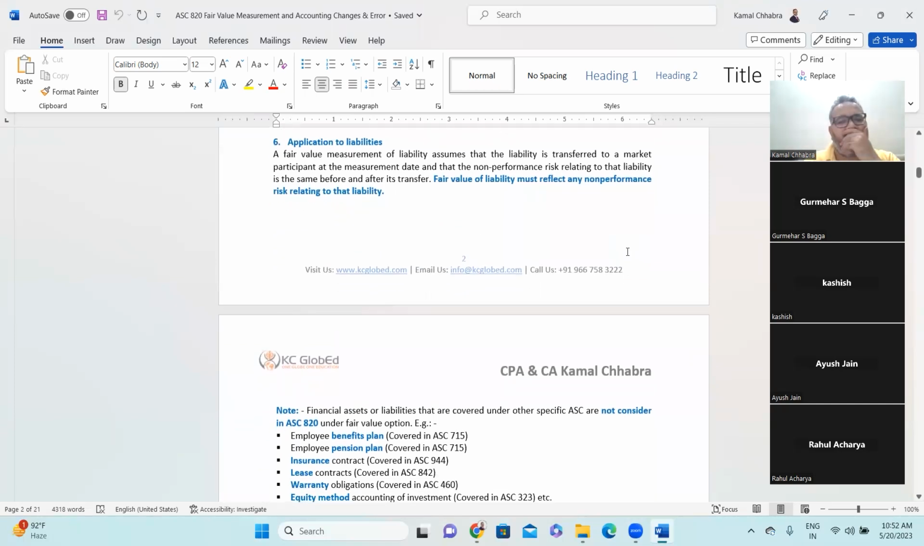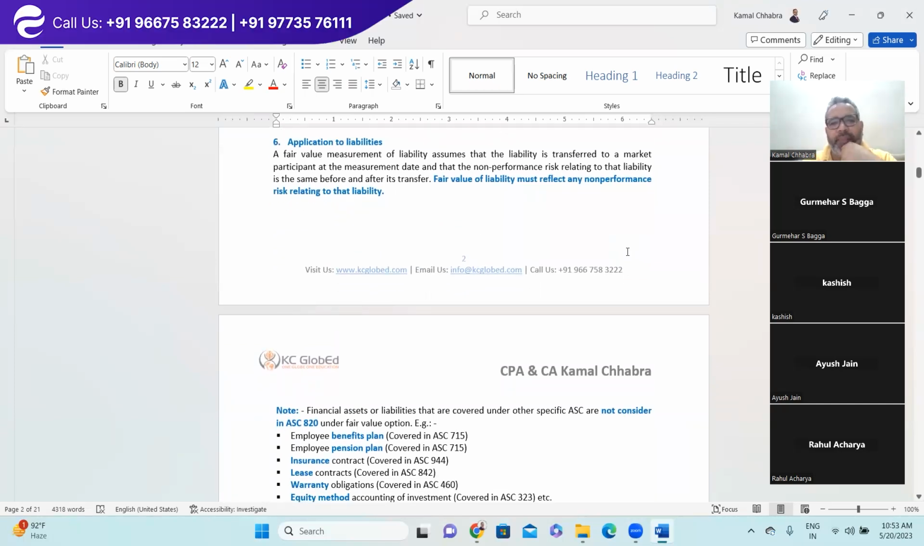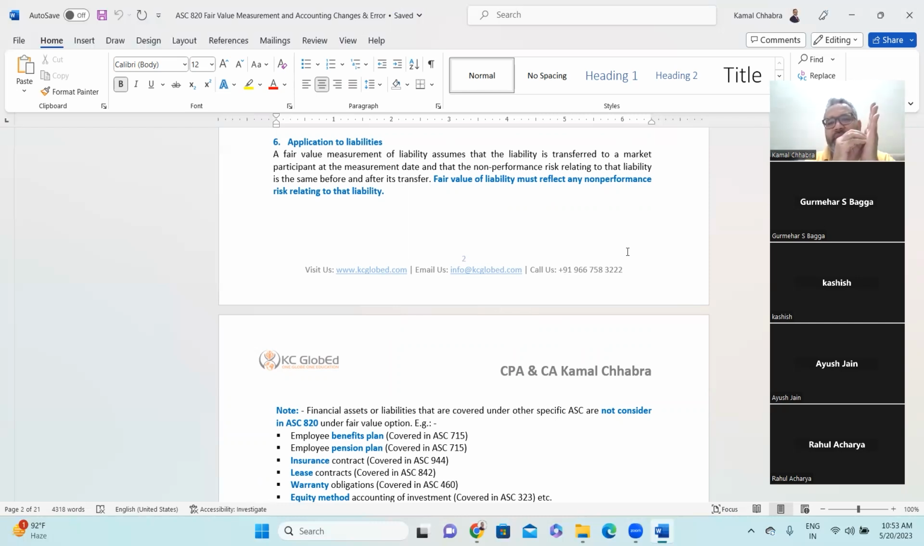Okay. So application to liability. A fair value measurement of a liability assumes that the liability is transferred to a market participant at the measurement date, and that non-performance risk relating to that liability is the same before and after its transfer. So fair value of the liability must reflect any non-performance risk relating to that liability. So what is the application to liability? When you are doing the fair value measurement of any liability, you need to assume that the liability is transferred to the market participant at the measurement date, and non-performance risk relating to that liability is the same before and after the transfer.